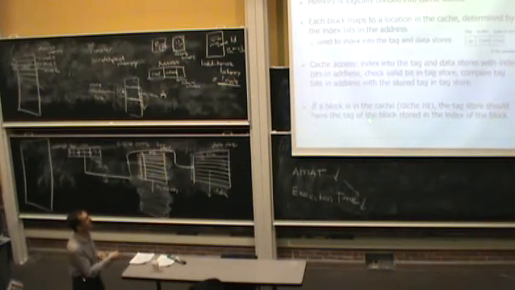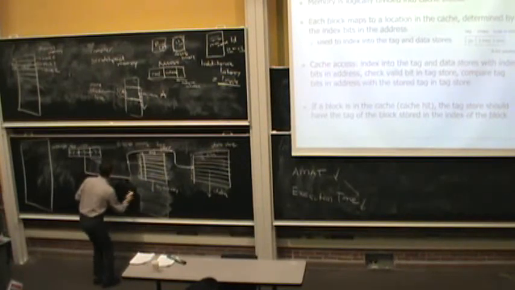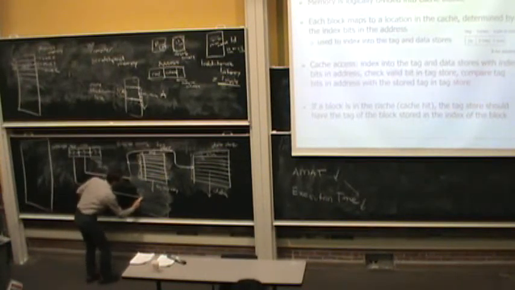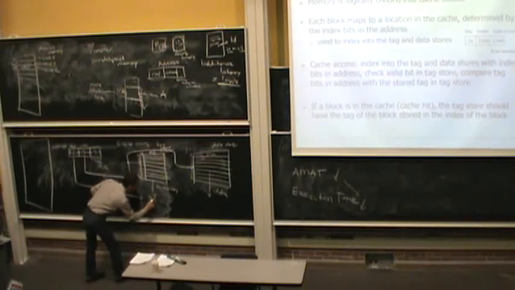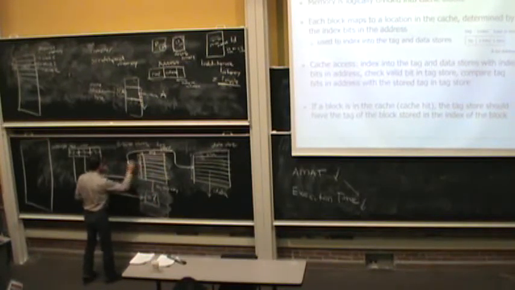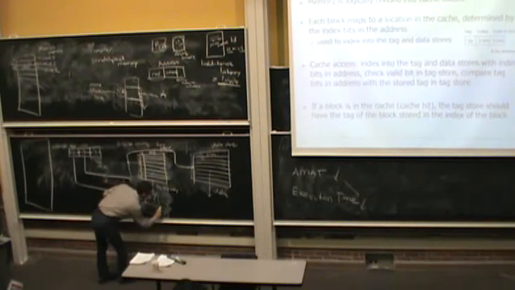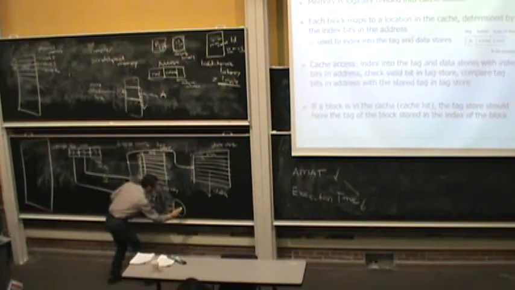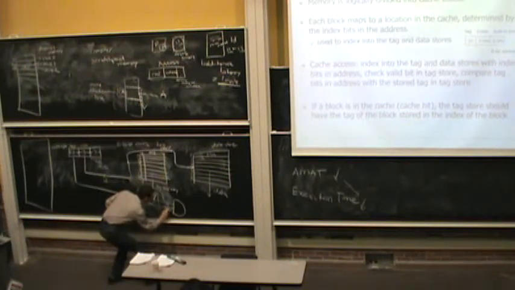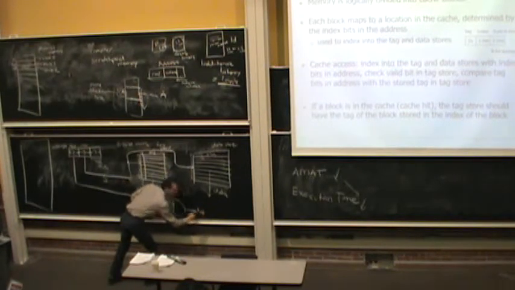The tag store should have the tag of the block stored in the index of the block. So basically, what you have is a comparator here that compares the tag that's stored in the cache with the tag of the address that you're accessing. And if this is true, let's say, and if the valid bit is set, well, let me call it a tag match, not hit yet. If you get a tag match and the valid bit is set, then you get a hit. Right?